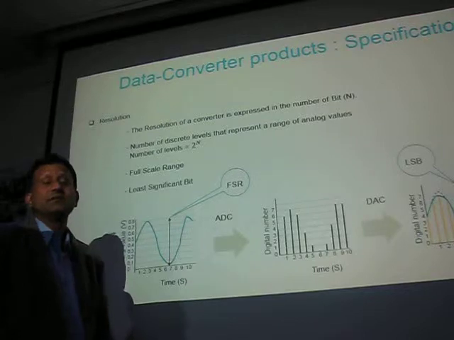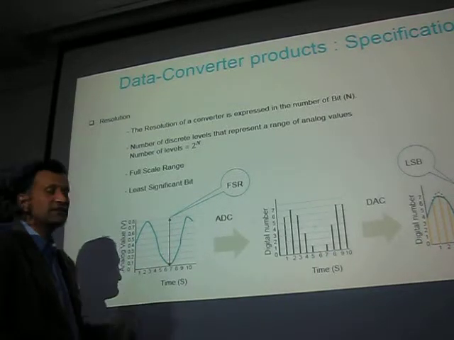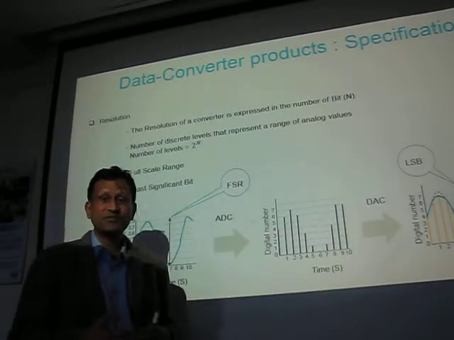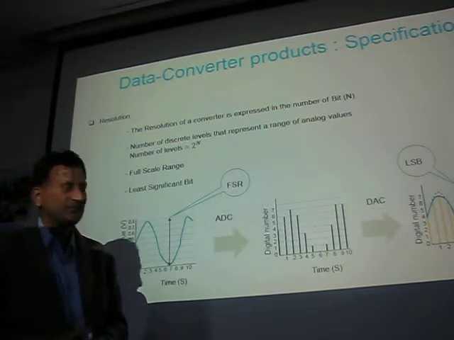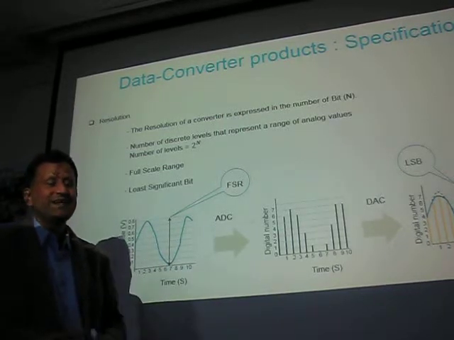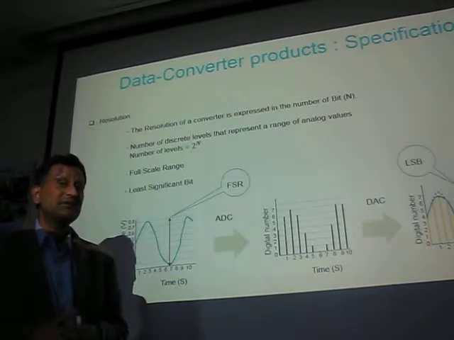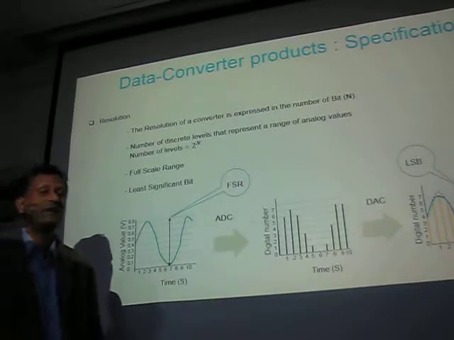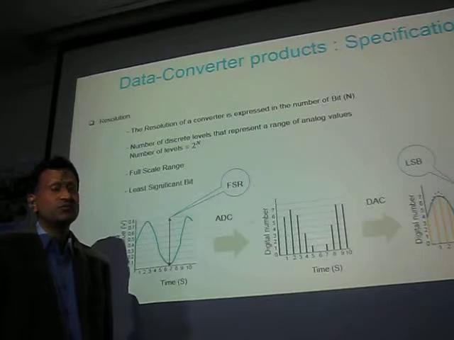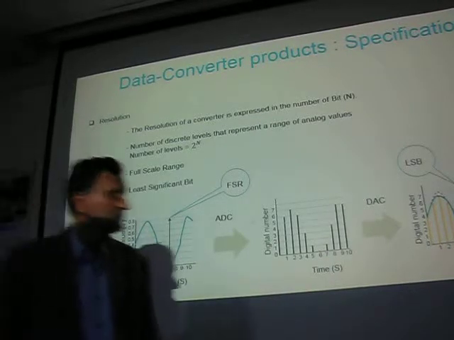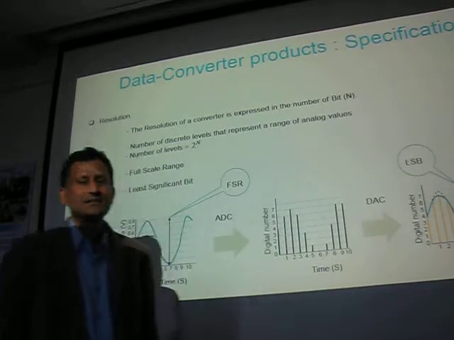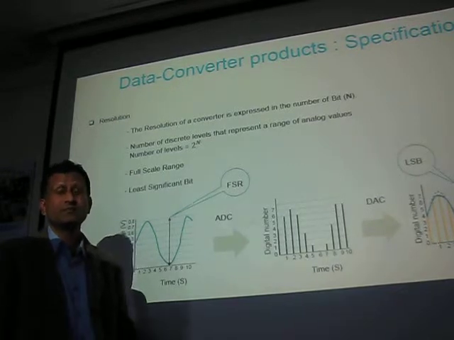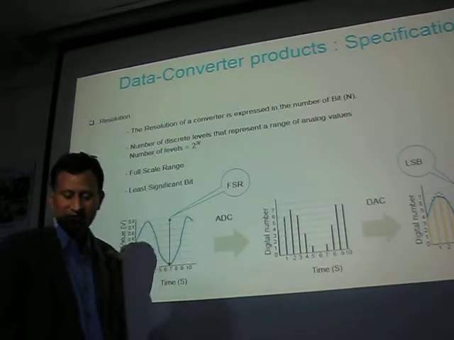Resolution is related to the number of levels in which the analog signal is divided, or in the DAC, the number of digital codes which represent the signal. As mentioned in the previous slide, n-bit resolution will have 2 raised to the power n levels. For example, a 10-bit data converter will have 2 raised to the power 10, which is equal to 1024. The value of the unit width of these levels is called LSB, least significant bit, and the maximum value of the signal is called full signal range, FSR.